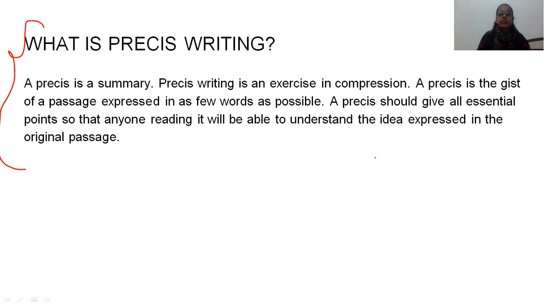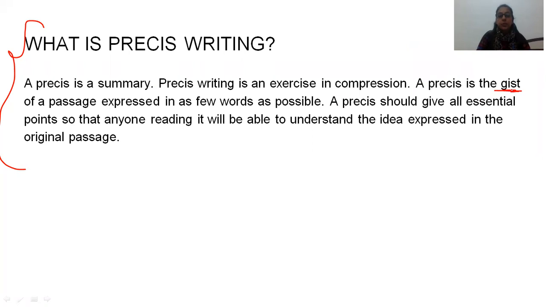A Precis is a summary. Precis writing is an exercise in compression. A Precis is the gist of the passage. Now this is to be underlined: gist of a passage expressed in as few words as possible. A Precis should give all essential points so that anyone reading it will be able to understand the idea expressed in the original passage. Now I'll tell you in my own words.